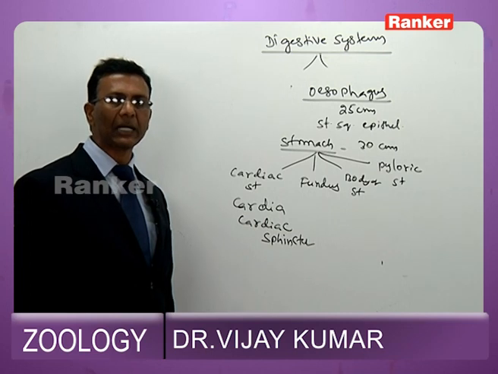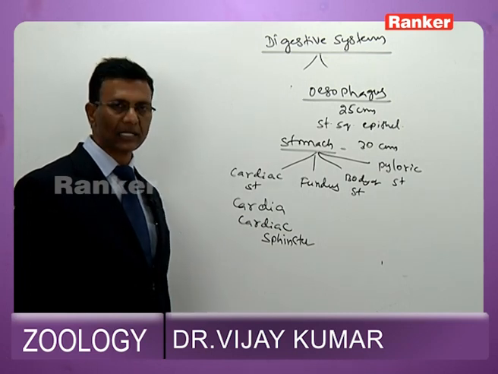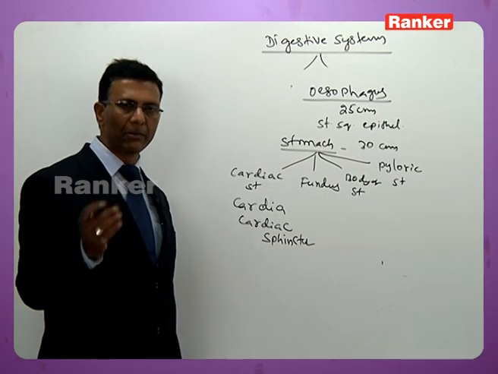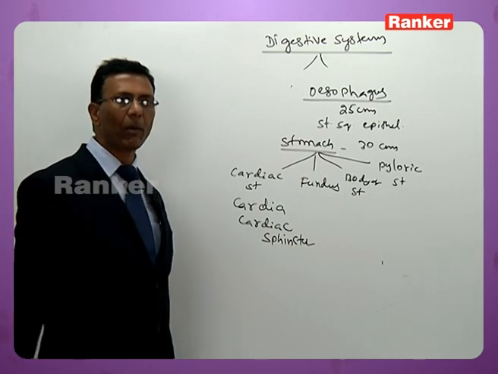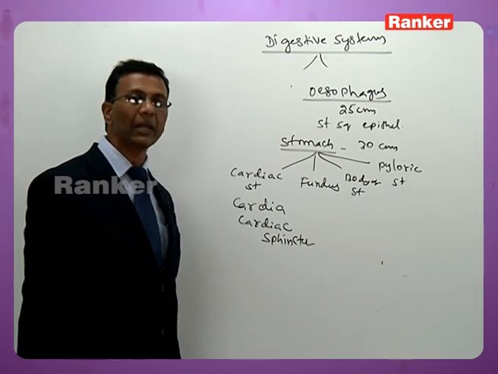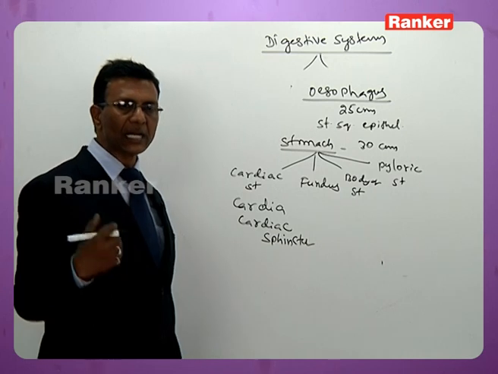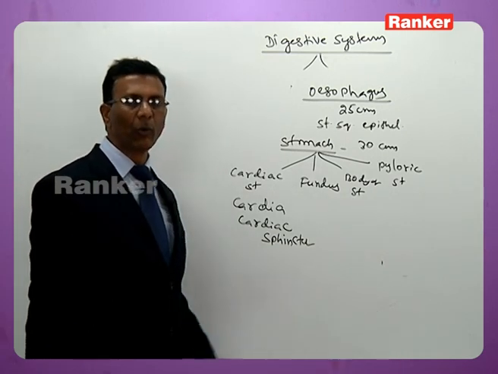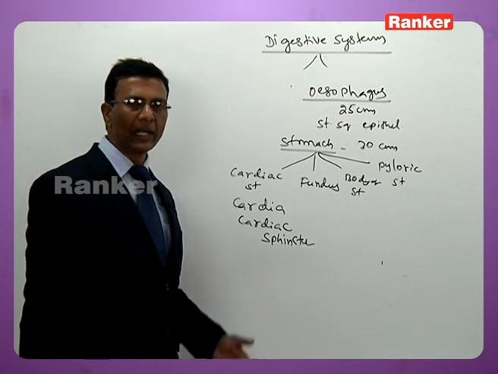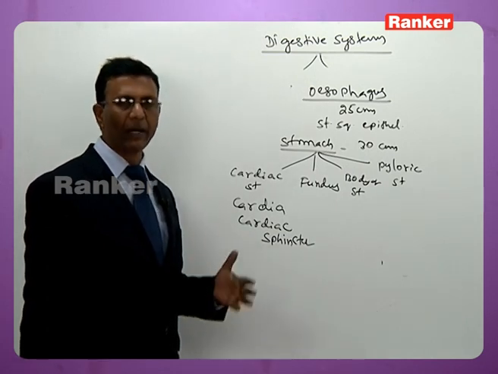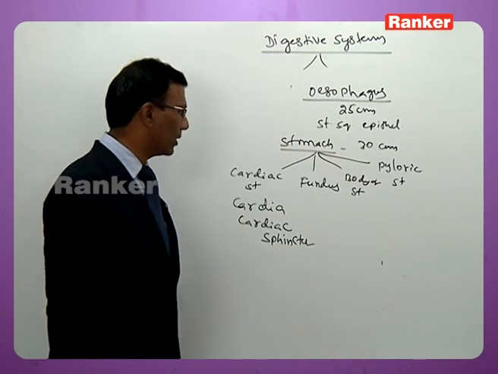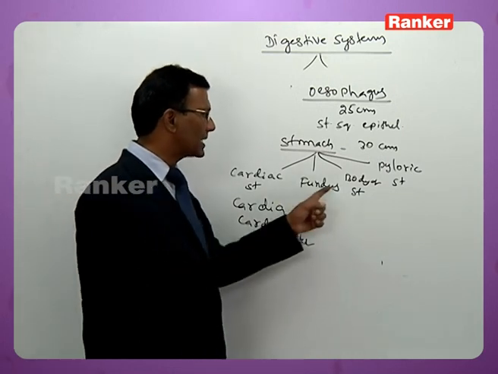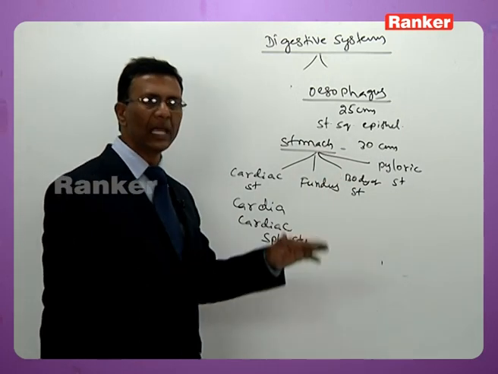This cardiac sphincter is not well developed in newborns. That's why whenever you make them drink more milk, they vomit it out, because it is not well developed in newborns. As the child starts growing, it makes its appearance and becomes more and more functional, regulating and preventing regurgitation of food.